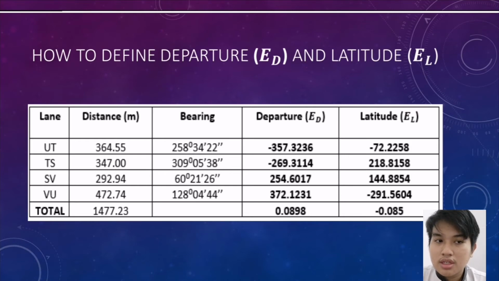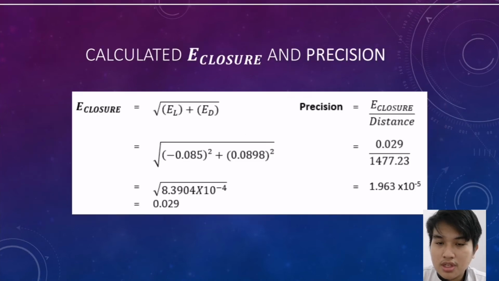For the latitude, you can see it at slide 21, the same. So we conclude all the lines, and the total for all latitude is negative 0.085. After that, we conclude for enclosure and precision.